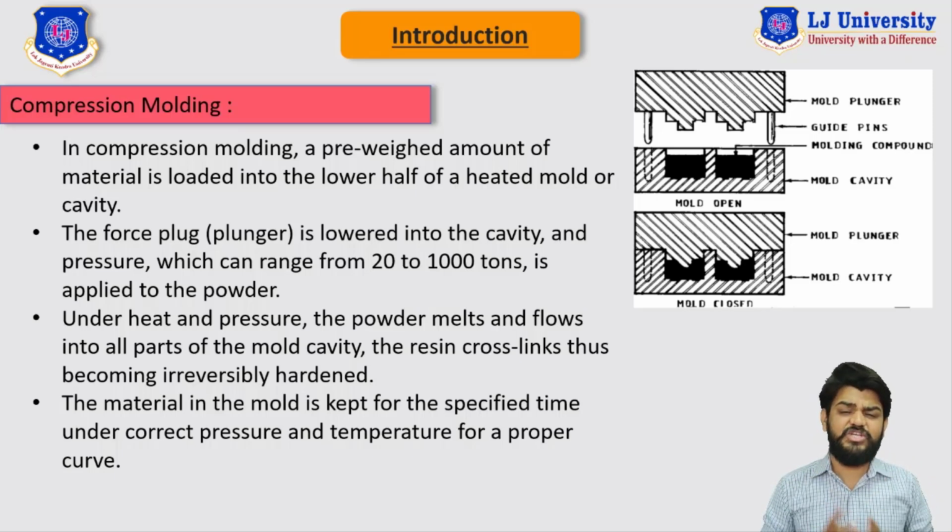So compression molding is mainly produced by the compression effect of a heavy material, or we can say heavy metal, on the molten form of the polymer. This type of technique is largely used to manufacture thermosetting polymers, right? Thermosetting polymers can easily undergo this process, and they can be converted into the desired properties, or we can say the desired polymer product.